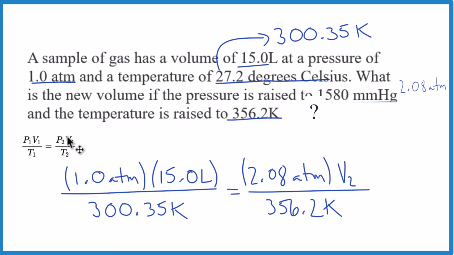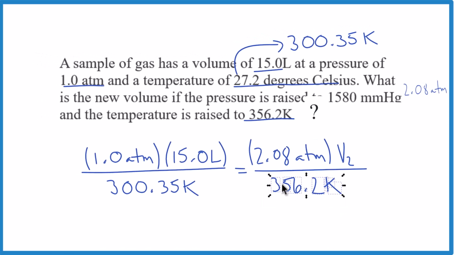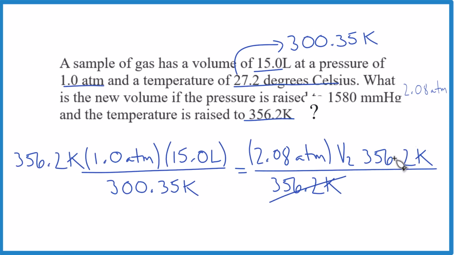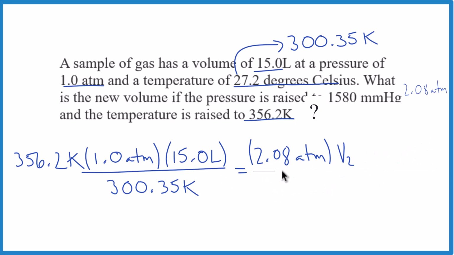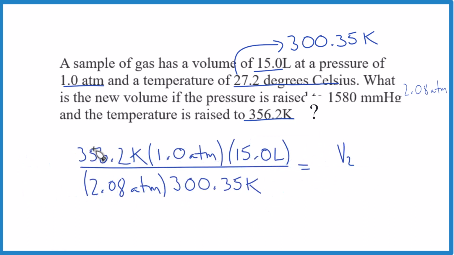Let's give ourselves a little room. I think I'll multiply both sides by this here. So this cancels out. Then I'll divide both sides by this 2.08 atmospheres. And this will cancel out, and we're left with V2 here. So now when I look at my units, I have Kelvin on the top and the bottom, atmospheres and then atmospheres. Those units cancel out. We're left with liters. So we know we set it up correctly.